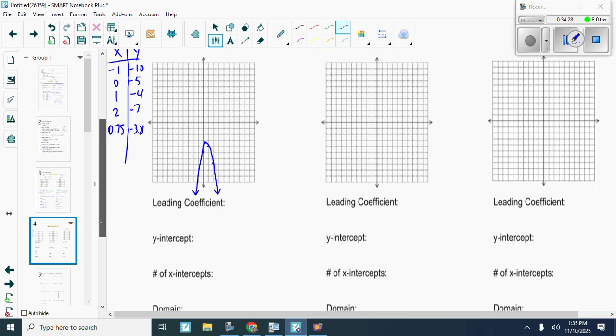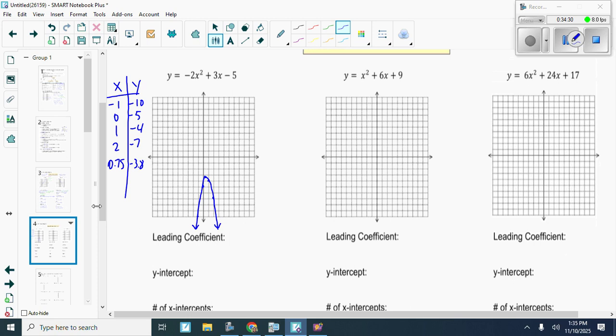So let's talk about this. Guys, what is the leading coefficient for this one, positive or negative? Negative. All right, so the leading coefficient is the -2. A negative leading coefficient means that we're downward facing. A positive leading coefficient would be more like a smile, so that would be upward facing. So with a negative leading coefficient, we're going to go down on the right.